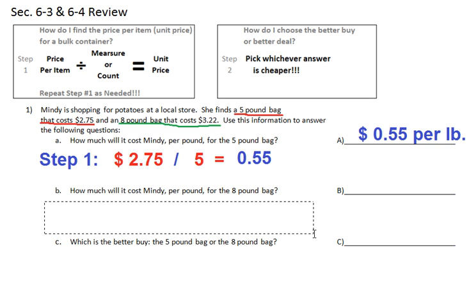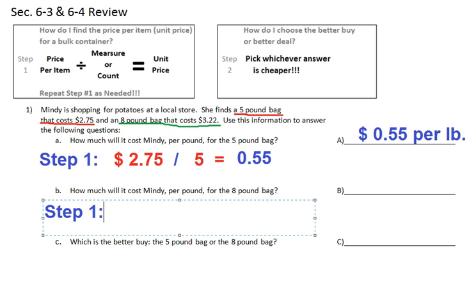And so for letter B, we're going to use step 1 all over again. It's going to be a very similar process. First thing that we need to know is how much does it cost for the 8-pound bag? Well, it costs $3.22. And we're going to divide it by 8 pounds.